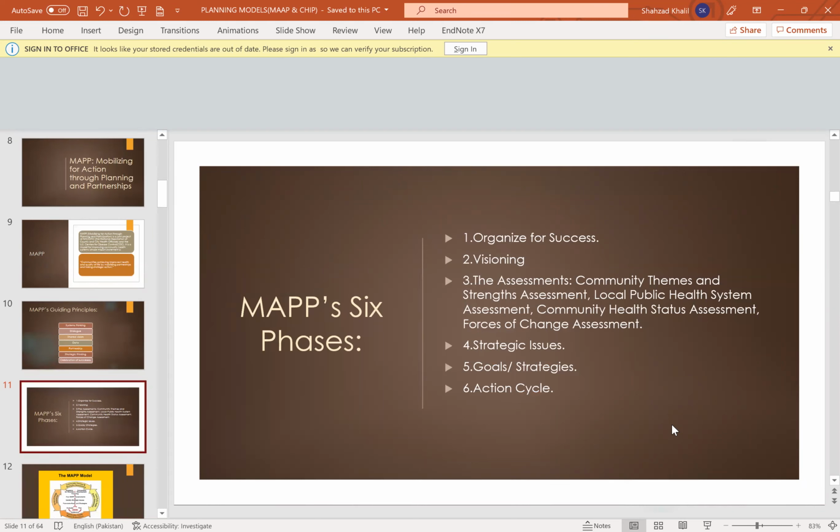MAP's 6 phases are: first, organize for success; second, visioning; third, the assessments, which are the hallmark of the MAP model. There are 4 assessments: community themes and strengths assessment, local public health system assessment, community health status assessment, and forces of change assessment. Then comes identifying strategic issues, then formulating goals and strategies, and last the action cycle.